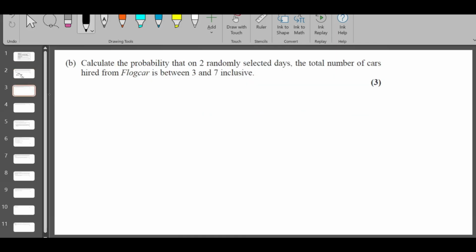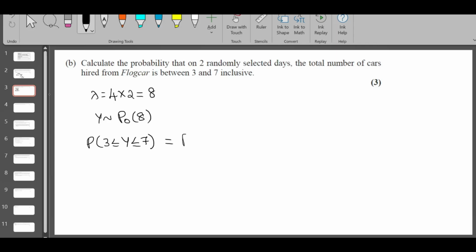Part B now. Calculate the probability that on 2 randomly selected days, the total number of cars hired from Flock Car is between 3 and 7. The mean is 4 per day, so when you multiply by 2, lambda is going to be 8. So we can write Y follows a Poisson distribution of 8. They want us to find between 3 and 7, where 3 and 7 are included.